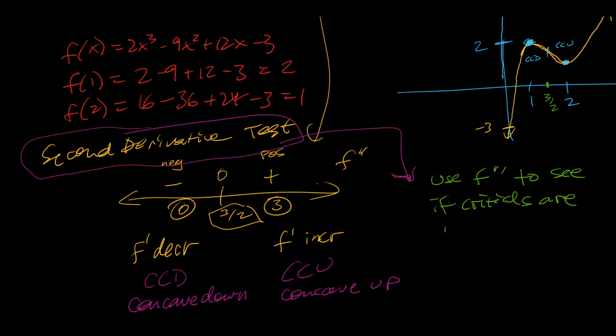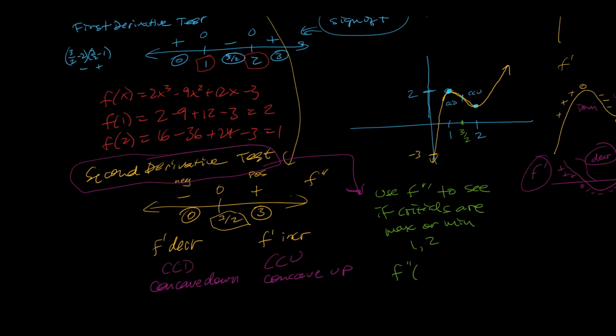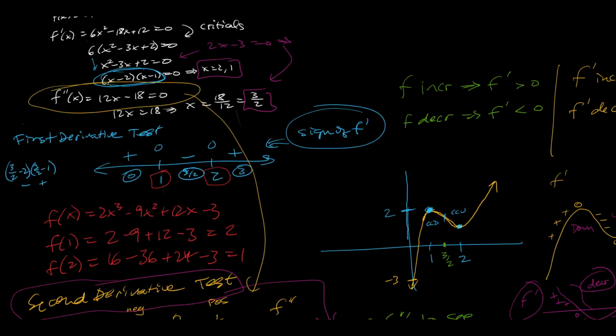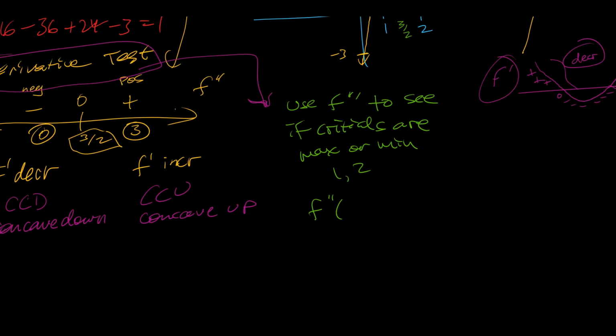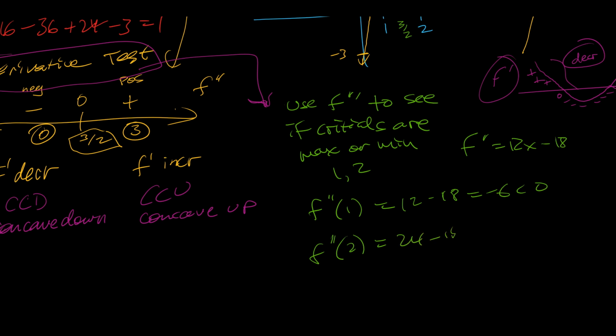critical numbers are max or min. So the critical numbers were 1 and 2. I'm going to plug those into the second derivative. So where was the second derivative? It was 12x minus 18. Yes. So f double prime is 12x minus 18. So I'm going to plug in 1 into that, and I get 12 minus 18, which is negative 6, which is less than 0. All right, now plug in 2. f double prime of 2 is 24 minus 18, which is 6, which is greater than 0.